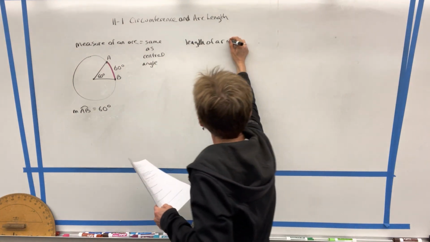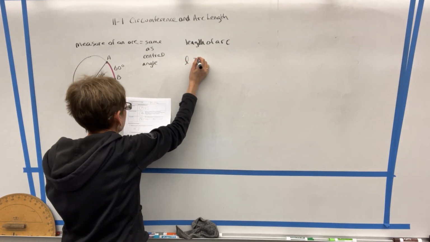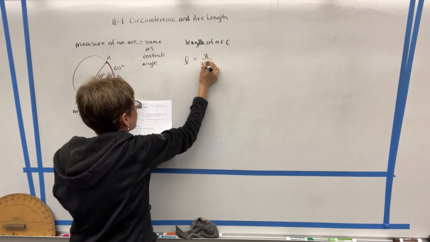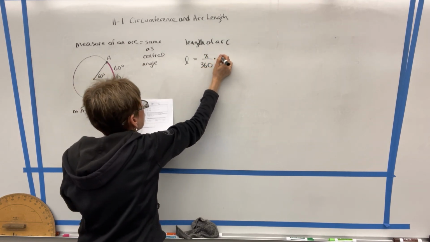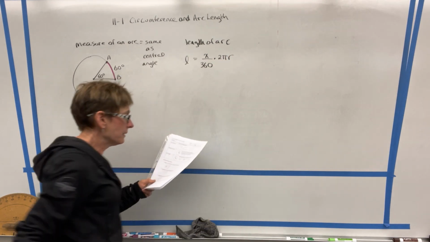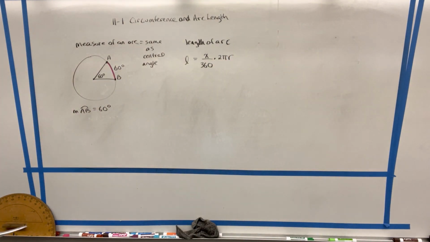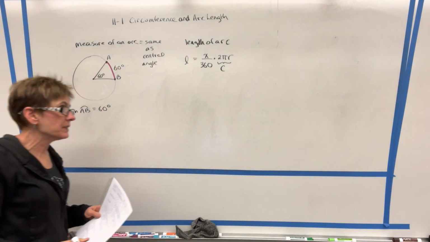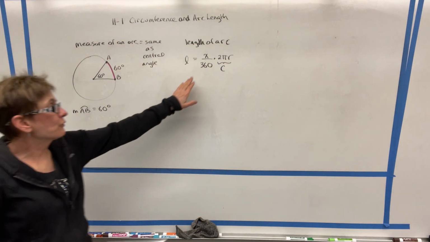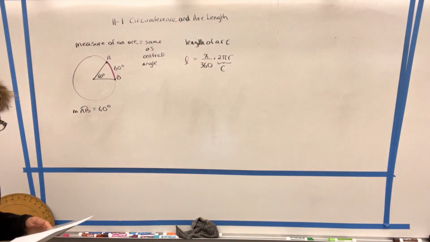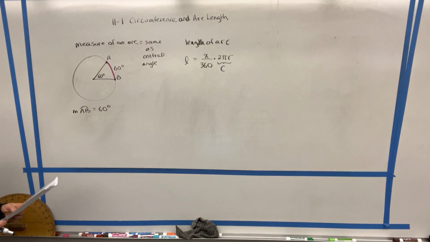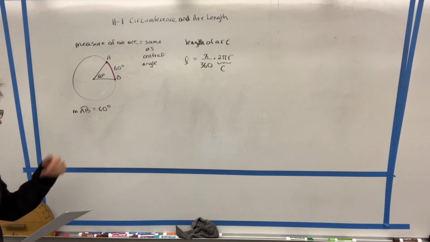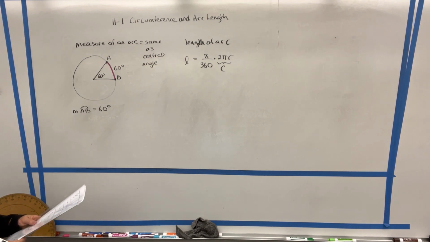So the length of an arc, the formula for that is L equals x over 360 times 2 pi r. Now, does anybody see how it is that this makes sense? Like, why is this formula the way it is? Notice that this piece of the formula is circumference. Circumference is 2 pi r, and this fraction in front of it is basically asking me how much of the circle do I want to take? How much of the circumference of the circle do I want to take?